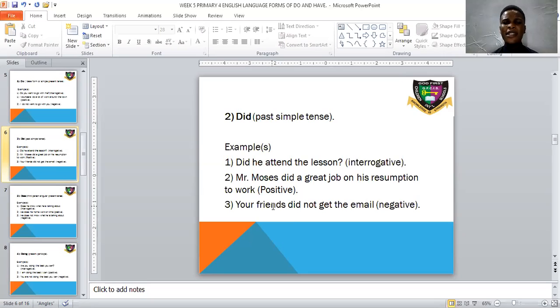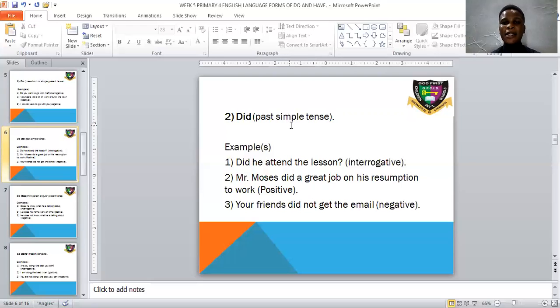Now, the second one says, Mr. Moses did a great job on his resumption to work. That is a positive sentence. There's nothing like not there, so it has no negative word. Which means the sentence is a positive sentence. And don't forget that this happened in the past. That is why we have did. Did is what?